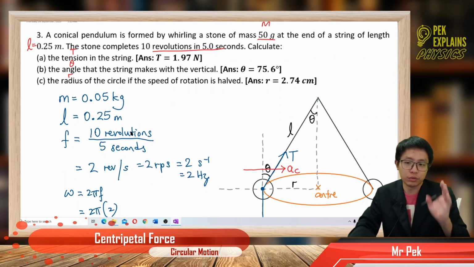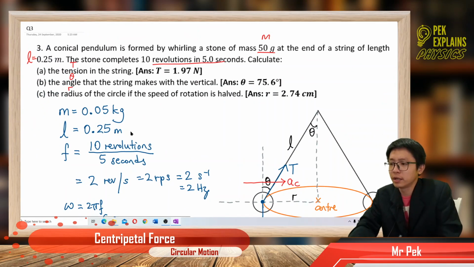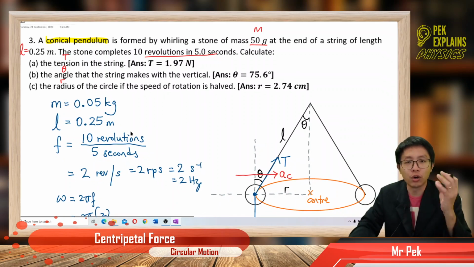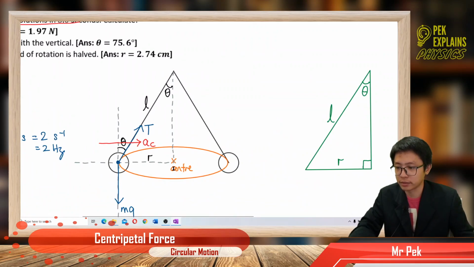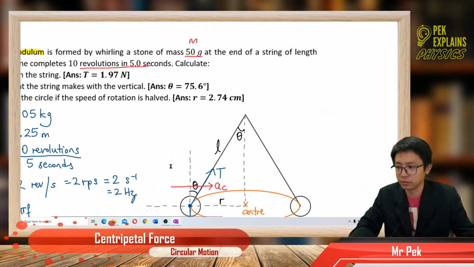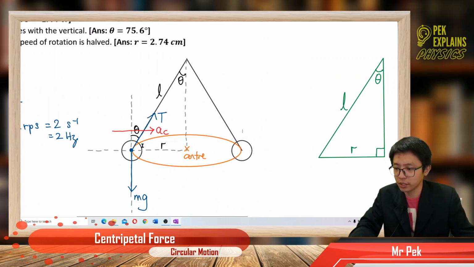Whenever you want to try a circular motion question, you must begin with drawing a free body diagram. It says it is a conical pendulum. Conical pendulum. It looks like a cone, like this, when you turn like in a cone, whirling the stone. So this is the stone. This is the string.